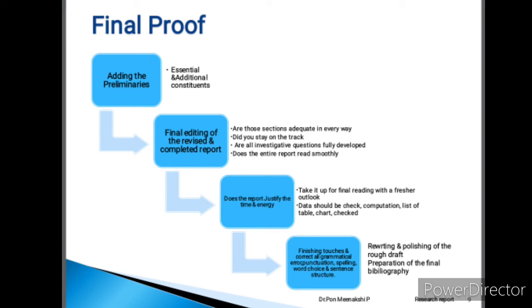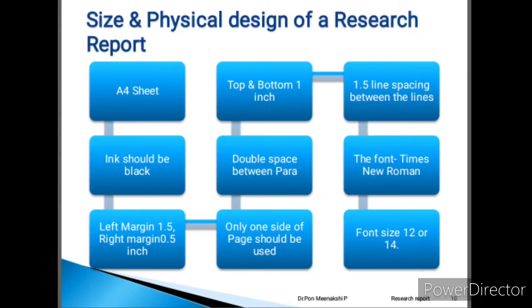Data should be checked: computation, table, chart, everything should be checked. Add finishing touches and correct all grammatical errors. Is there any mistake in any place, any spelling mistake, word choice or sentence structure? Just do a small check. Rewrite and polish your rough draft. Now prepare the bibliography. Here I would like to say there is no limit to perfection. This is the way you can do a small final proof of your entire report. The next slide will discuss the basic size and design required for a report.